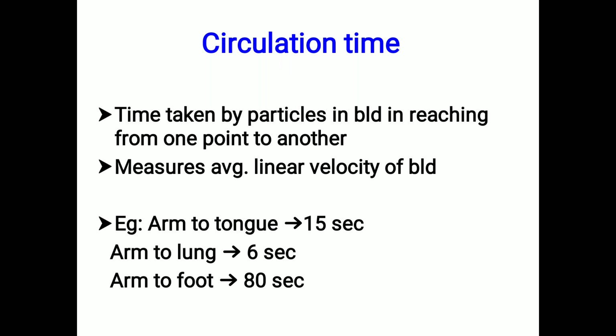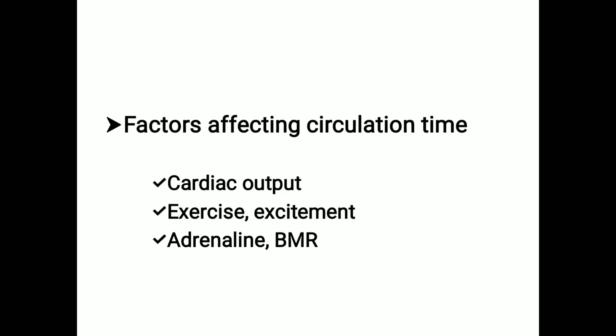Circulation time is the time taken by particles in the blood in reaching from one point to another point. So it basically measures the average linear velocity of the blood. The time taken for the blood to move from arm to tongue is 15 seconds, arm to lung is 6 seconds, arm to foot is 80 seconds. So these are the viva questions they will ask. What is circulation time? What is the circulation time between the arm and tongue, arm and lung, and arm and foot?